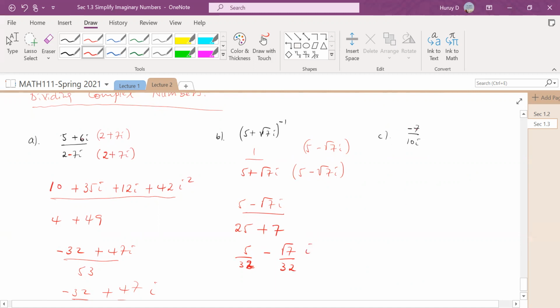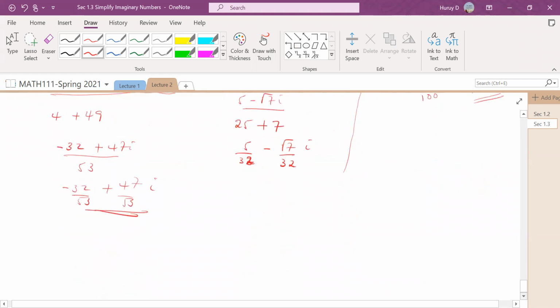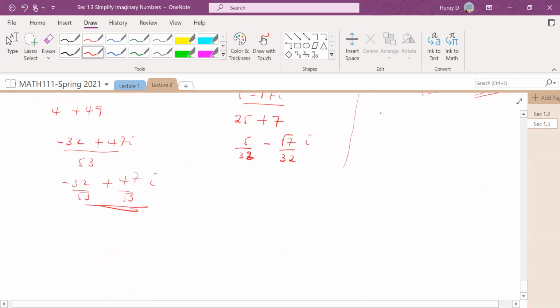Okay. And how about this one now? What is the complex conjugate of this one? Well, the complex conjugate of this one is just negative 10i. And here we have 10i. So this becomes positive 70i, and that one is 100. So this is just 7 over 10 i. Okay. All right. So this is all for today, and see you in the next lecture.